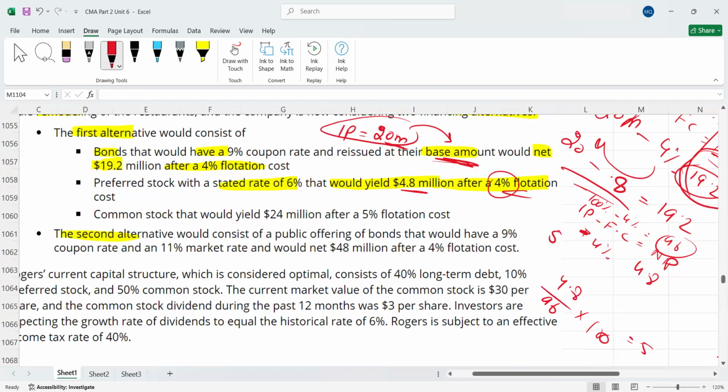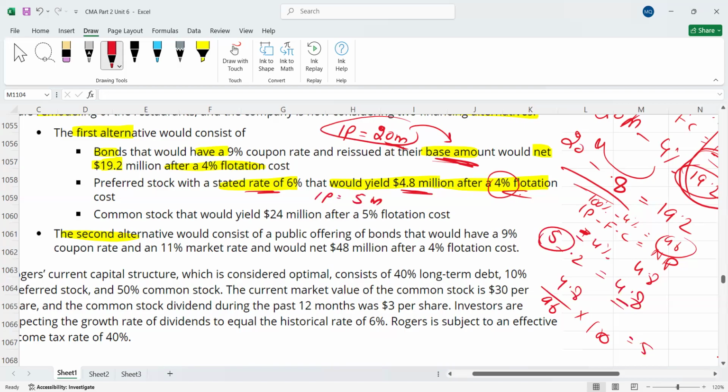Okay, minus 4% flotation cost. 4% of 5 million will be 5 million times 4%. It is going to be 0.2. So this is how we got 4.8 million net proceed. So this is the gross amount I'm just writing. Preferred stock stated rate 6% would yield 4.8 million after 4% flotation cost. It means here gross value or issue price is 5 million.